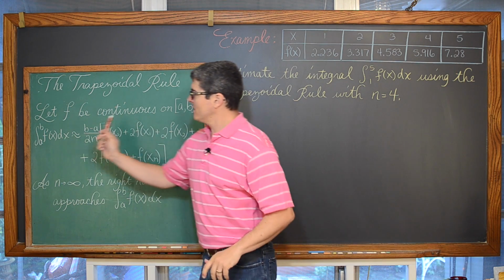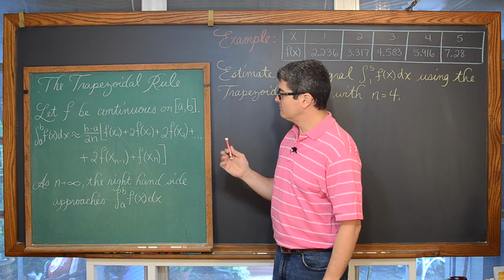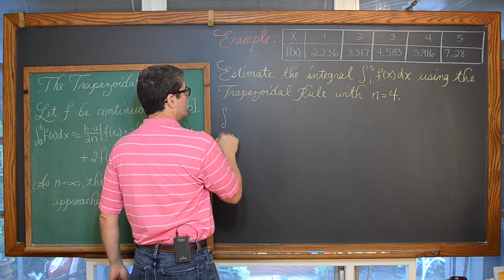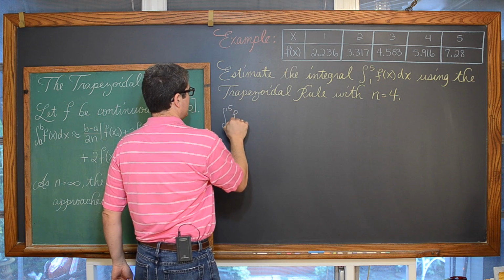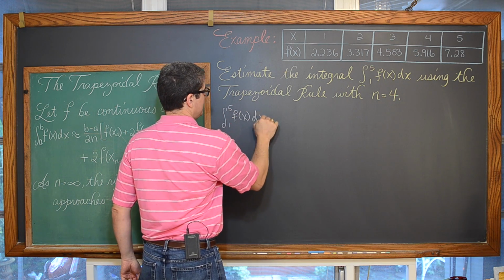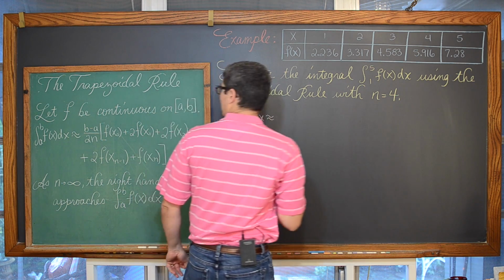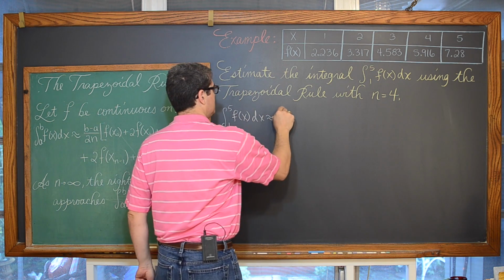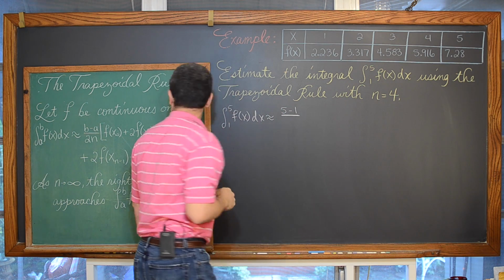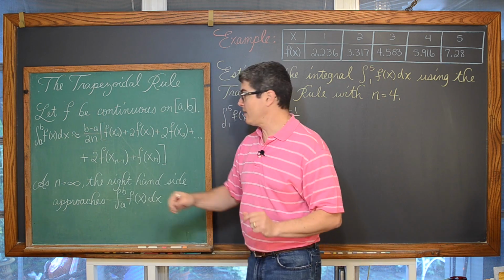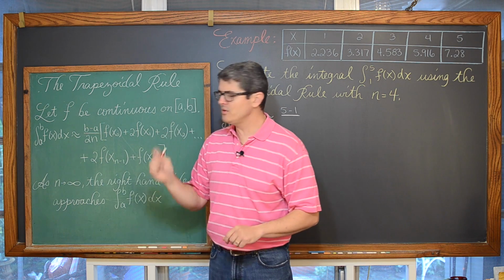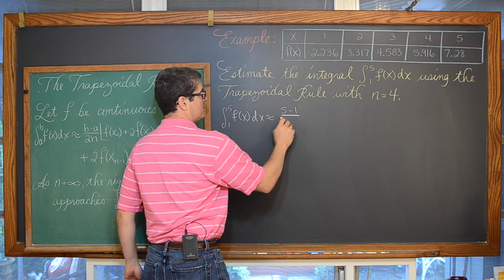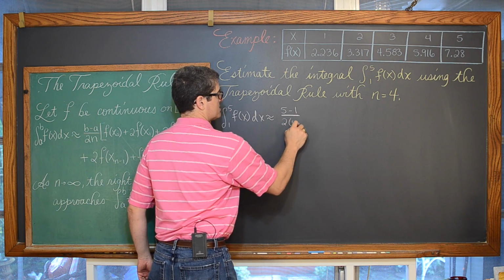And the definite integral is approximated by b minus a over 2n. So the definite integral from 1 to 5 of f of x dx is approximately equal to b minus a, so 5 minus 1, over 2n, and we explained where the 2 came from in that denominator in our previous scene. So 2 times n, 2 times the number of trapezoids you're going to use to estimate the definite integral. So that's going to be 2 times 4.